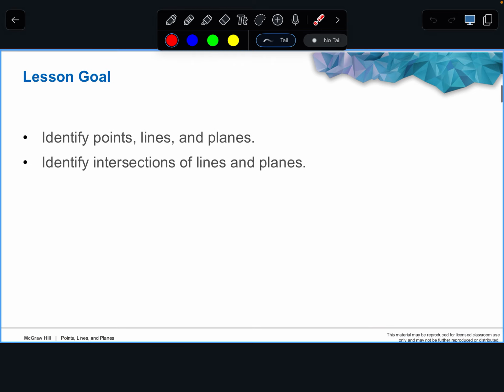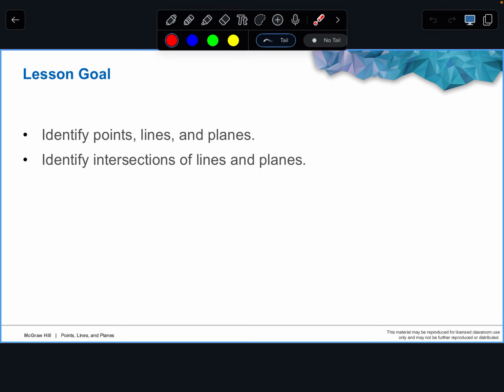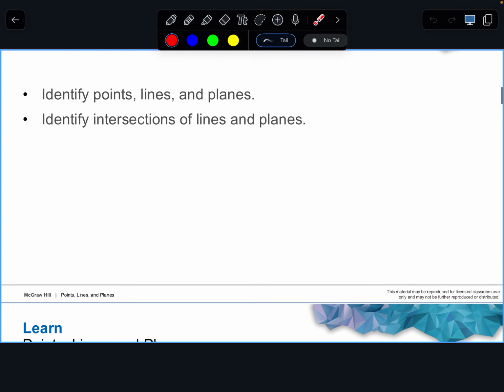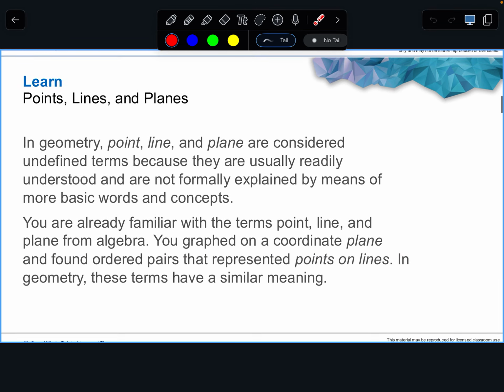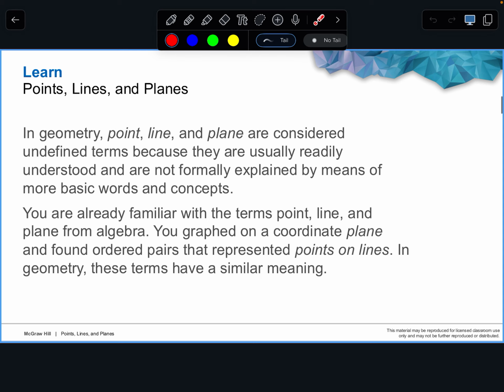All right, here are our goals for today. We're going to identify points, lines, and planes, and identify intersections of lines and planes. That's our goal. Okay. In geometry, points, lines, and planes are considered undefined terms because they're usually readily understood.